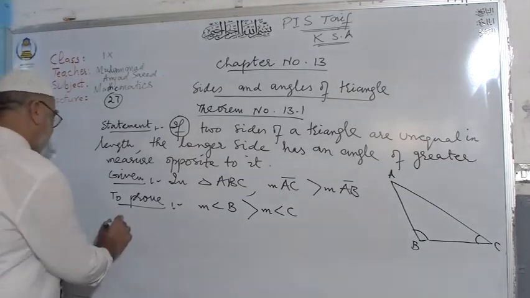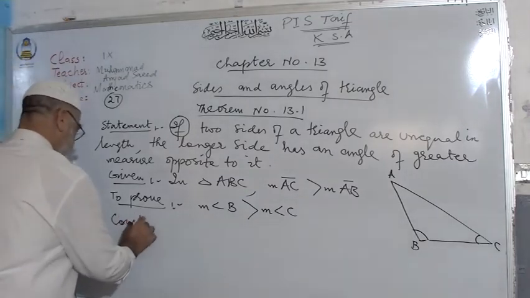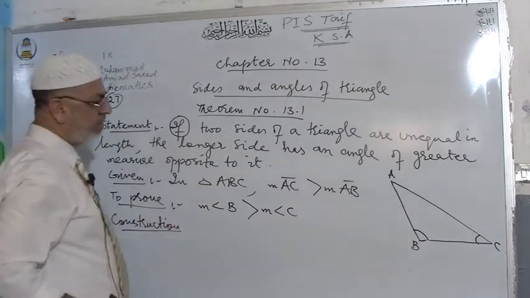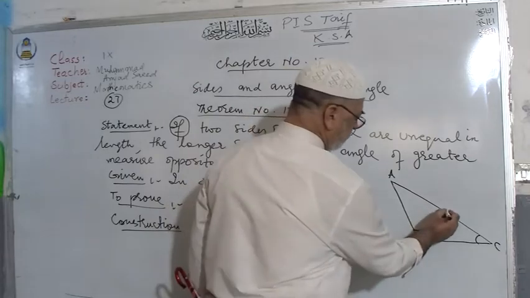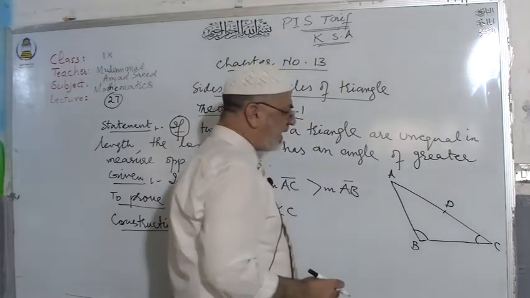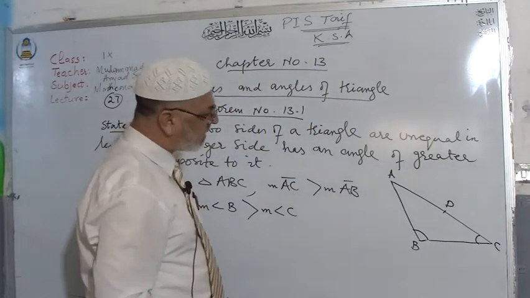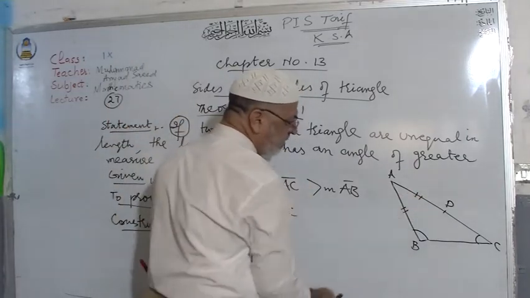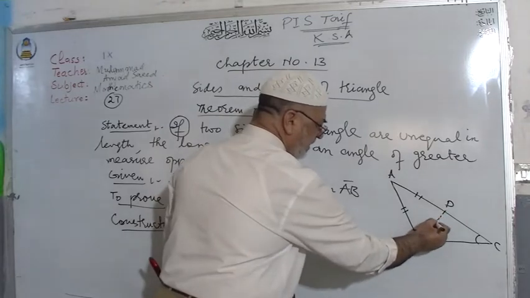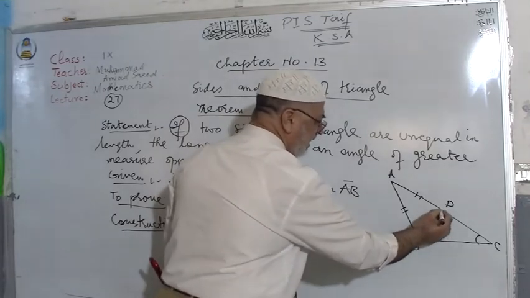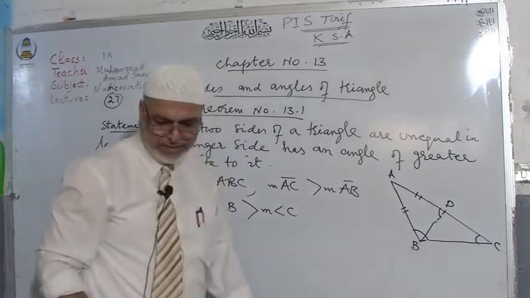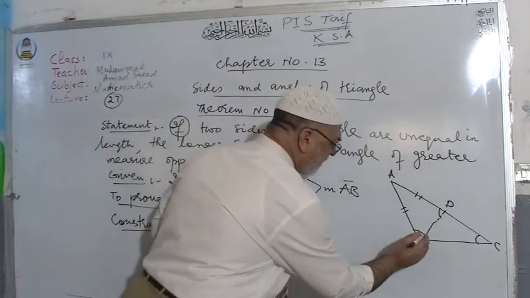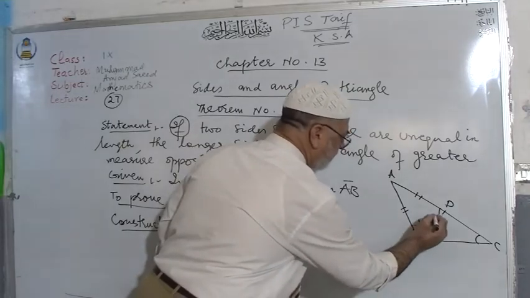After that we have construction. Take a point D on AC such that AD is congruent to AB. Join B with D and name the angles as in the figure. This is 1 and this is 2.